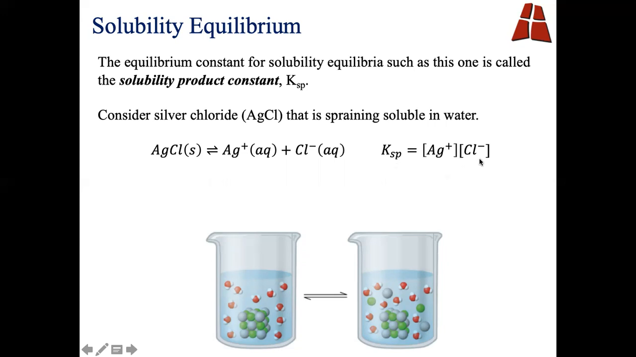Our products are our dissolved ions. In this case, and all cases of KSP, our reactant is just a solid. We do not include solids in equilibrium expressions, and so this would be our final KSP expression.